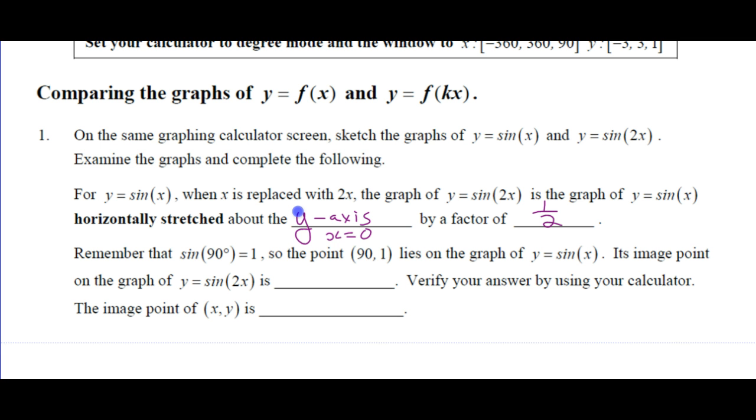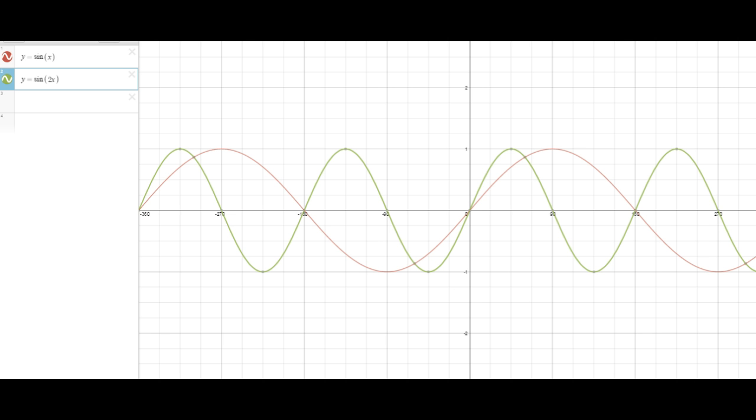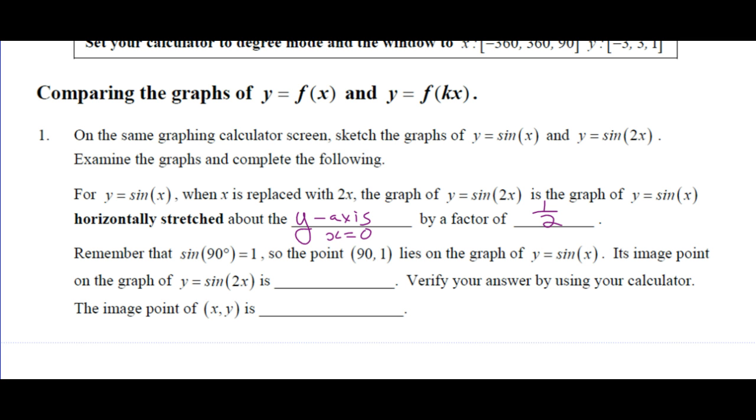It's like translations, everything goes opposite again. It's a 2, but think about it. You remember that sine of 90 degrees is equal to 1. So the point 90, 1 lies on the graph. Here's 90, 1. Where is that point moved to? 45. Its image point on the graph.